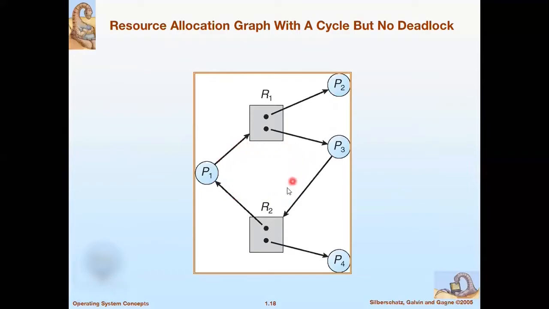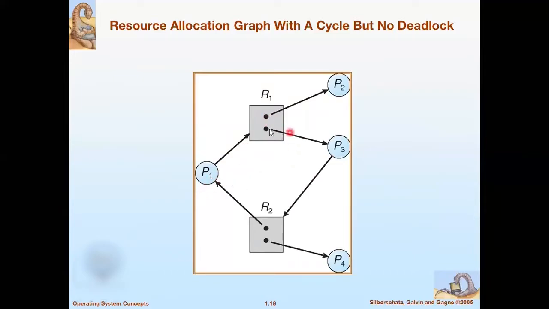Here we can see that a cycle exists in this figure between P1, R1, P3, R2 and P1. But we can observe that if process P4 releases the instance of resource type R2, then the resource can be allocated to P3, which breaks the cycle. Similarly, if process P2 releases one instance of R1 after finishing its task, then the resource can be allocated to P1, which also breaks the cycle.